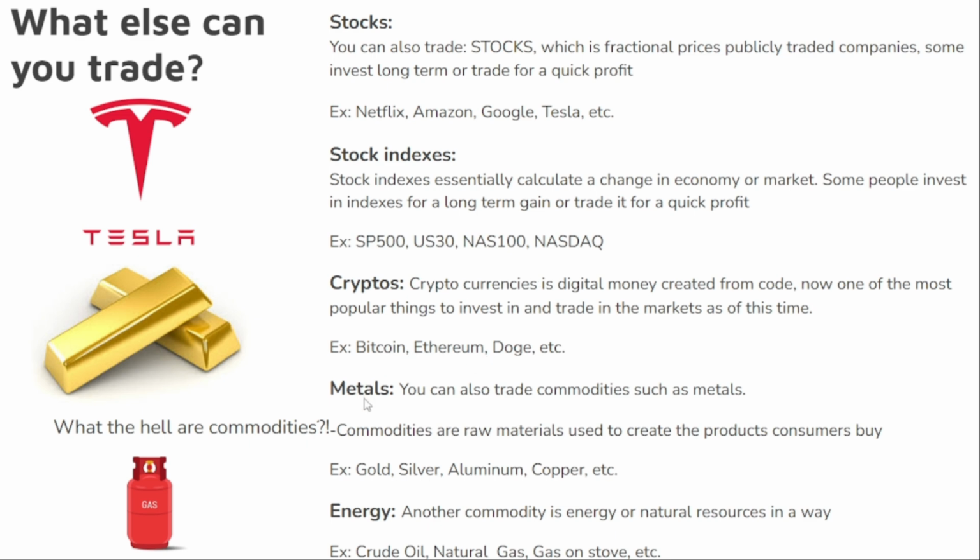The fourth thing is basically metals, like right here. You can also trade commodities such as metals. And you might ask yourself, what the hell is a commodity? Commodities are basically raw materials used to create products consumers buy. What I mean by raw materials is basically physical things, things that you can melt, things that you could buy. Examples that I give right here are gold, like a gold chain, silver, aluminum, copper, etc.